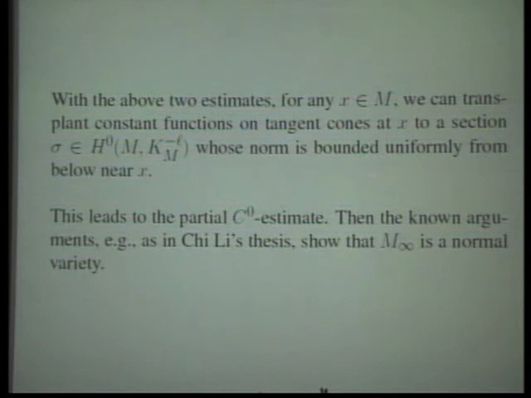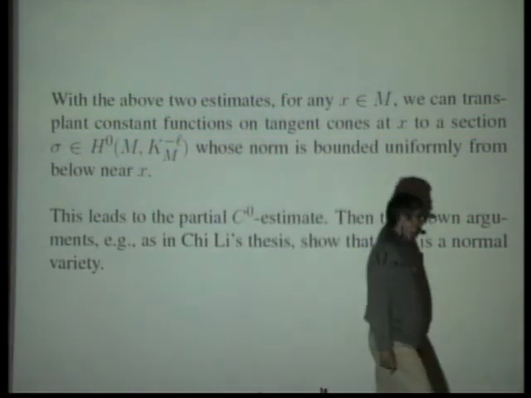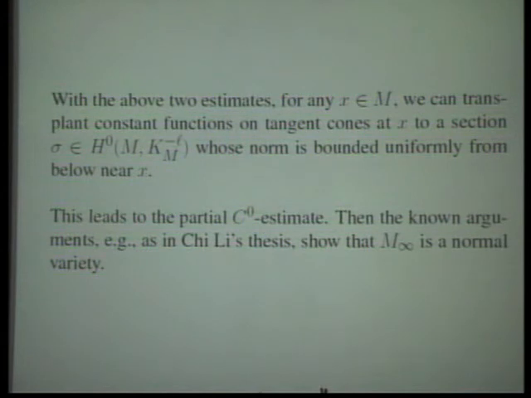So basically this is what we do. For any x in M infinity, we can transform a constant function on the tangent cone at x to a section whose norm is bounded uniformly from below. So this leads to the partial C^0 estimate. Then, as written in the thesis of Chi Li, this shows M infinity is normal. This argument is not that difficult, basically an application of Skoda's estimate. Anyway, I think I stop here. Thank you.